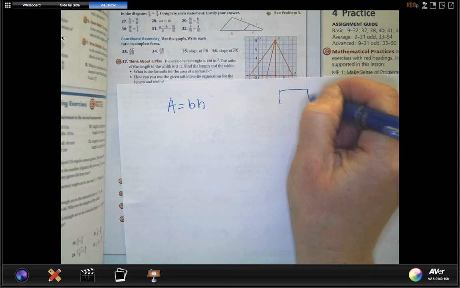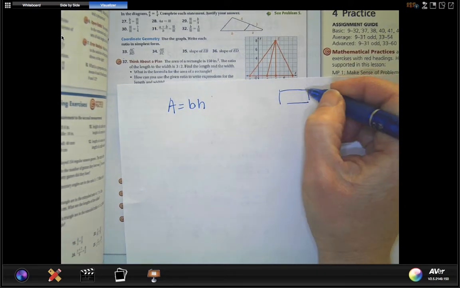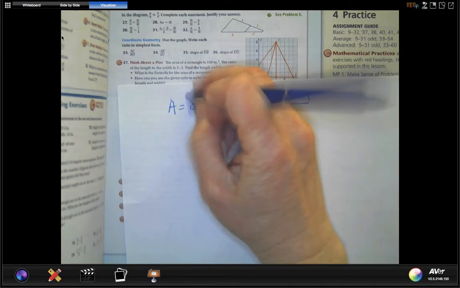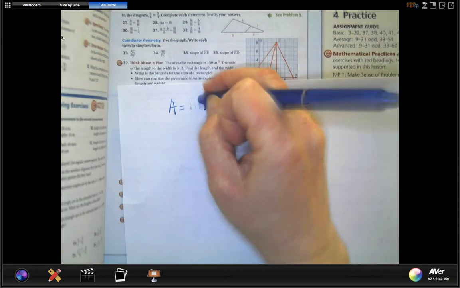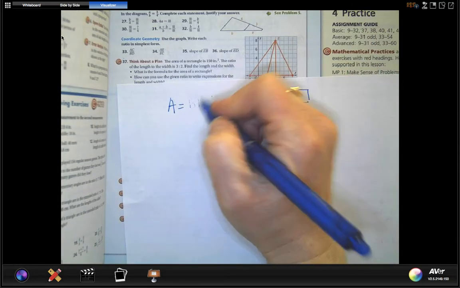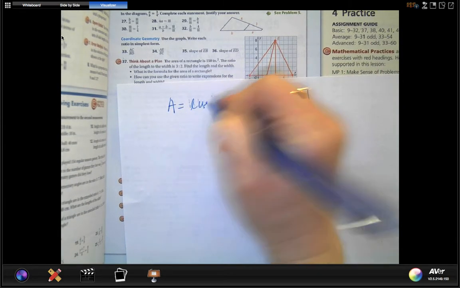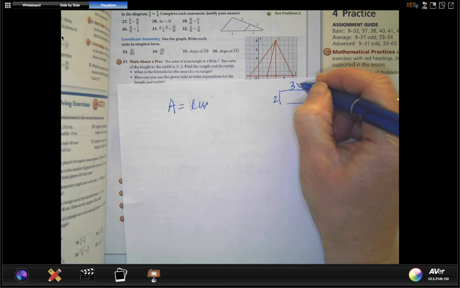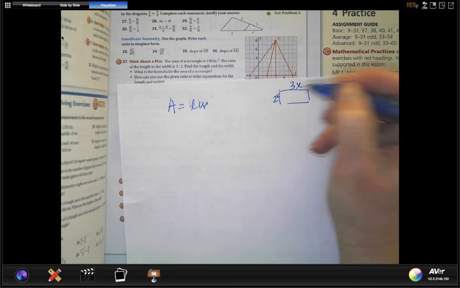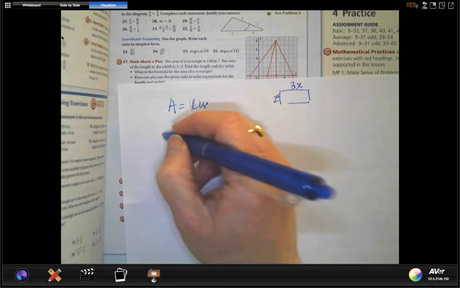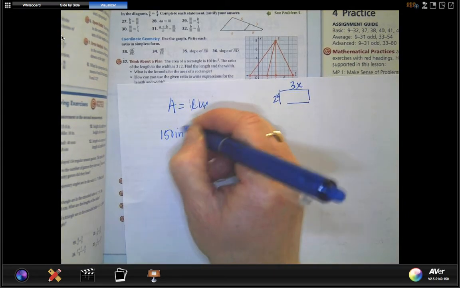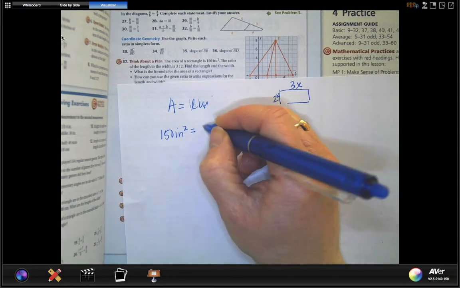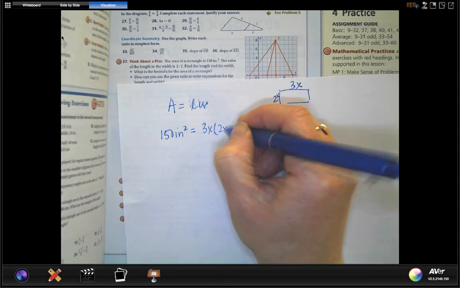And so what we know here is the ratio of the length to width. Instead of using base times height, maybe I'll use length and width, same thing. We know that the ratio of the length to the width is 3 to 2. But I don't want to use 3 and 2 because 3 times 2 is only going to give me 6. So I've got to say 3x and 2x, okay? So the area is 150 inches squared. The length, 3x. The width, 2x.